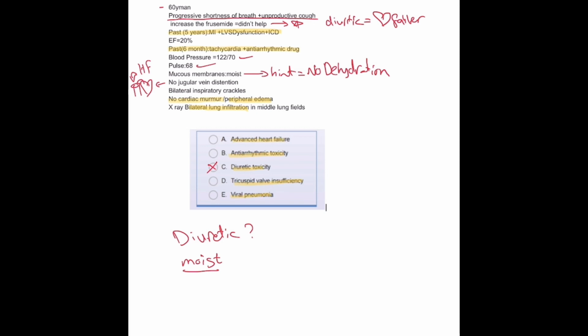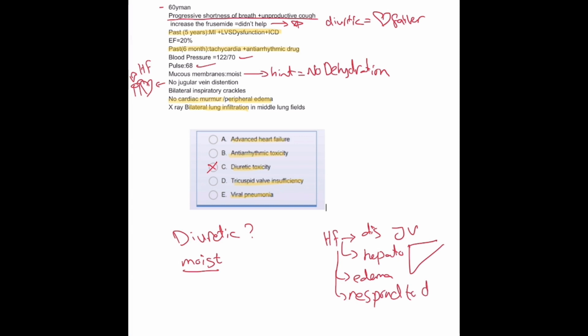So let's see if A is correct. Sometimes progressive dyspnea is a sign of cardiac failure, but let's check the other signs. Cardiac failure usually presents with distended jugular vein, and the accumulation of blood in the system leads to hepatomegaly and peripheral edema. Here the question says that there is no jugular vein distension or peripheral edema. Heart failure would normally respond to diuretics, but here in the question, an overdose of the furosemide did not prove effective in the case. So A is wrong.